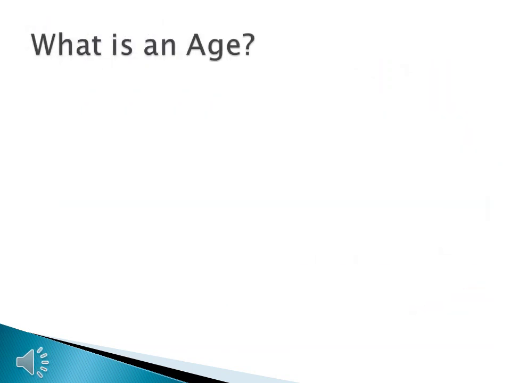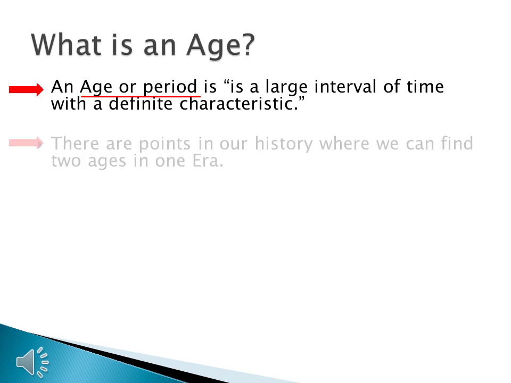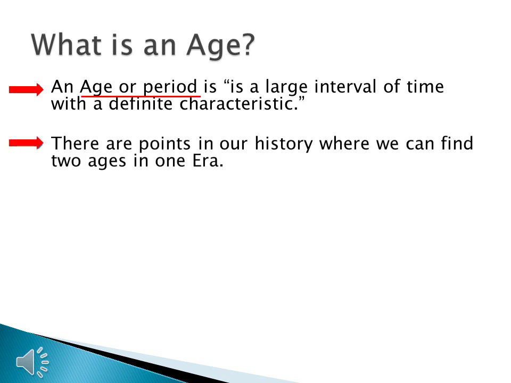We discussed the difference between eras and ages in our last lecture. Now we're going to specifically focus on the idea of an age. And as we talked about last lecture, an age or period is a large interval of time with a definite characteristic. We also said that ages are smaller periods of time than eras, and there are points in our history where we can find two ages in one era. Let's look at the example below to understand this idea.